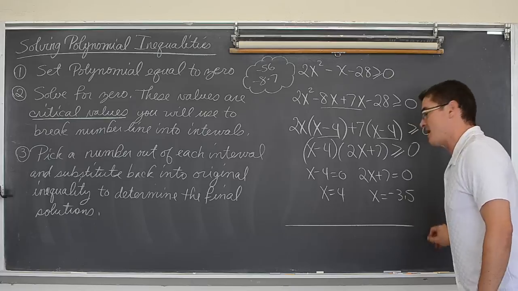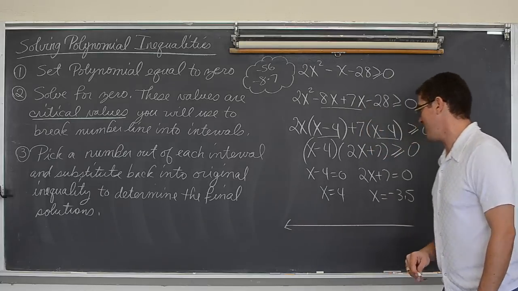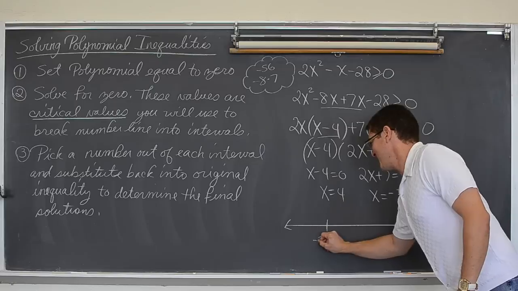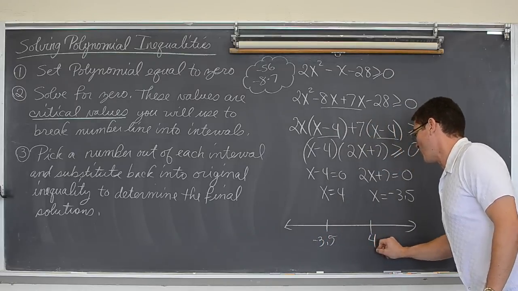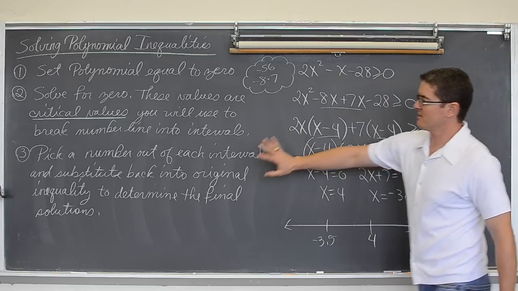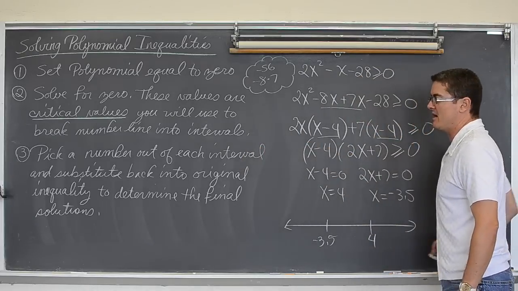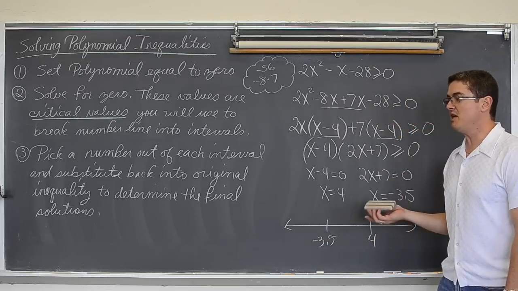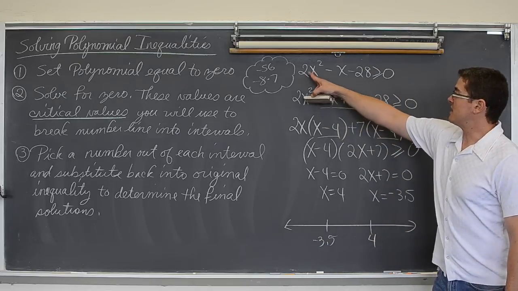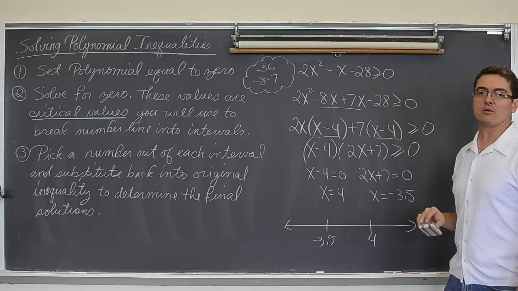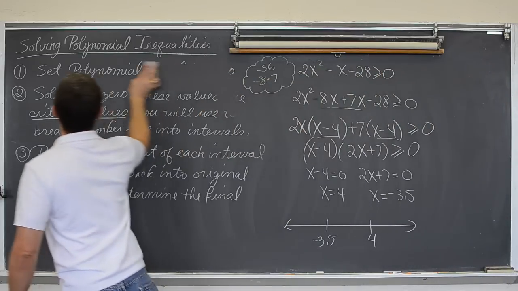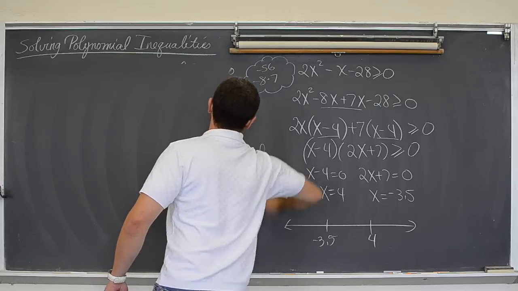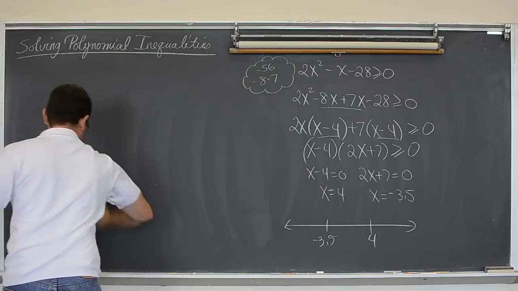So make sure you stop the video and copy those down. I just showed my age. Stop the tape. Negative 3.5 and 4. So the last thing here says again, pick a number out of each interval. We have 1, 2, and 3 intervals. And see which intervals work to keep this quadratic greater than or equal to 0. Stop the tape on YouTube.